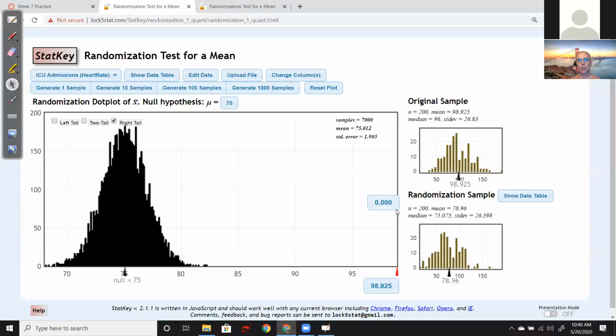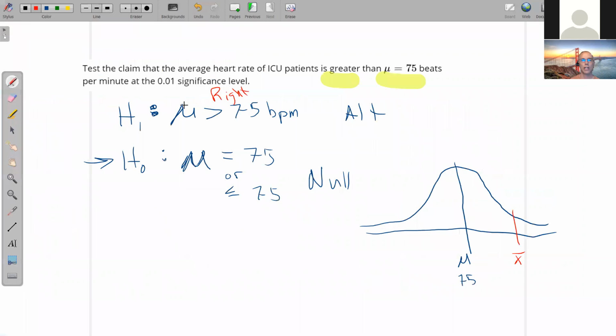So this is my p-value right there, it's about 0. My sketch is a little bit not quite right because that X bar should be way out there, but that was my first drawing. So this is 98.925, and that p-value is essentially 0. Theoretically, it's a tiny little number, but StatKey couldn't handle it. 0. So there's no chance of finding a sample of 200 people with an average heart rate of 98 if it's true that the average heart rate should have been 75.